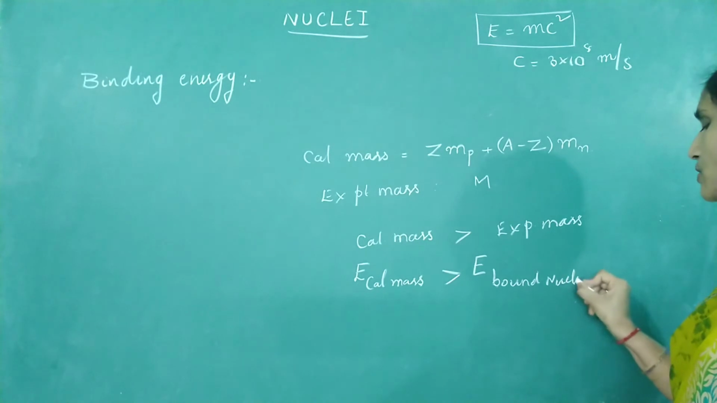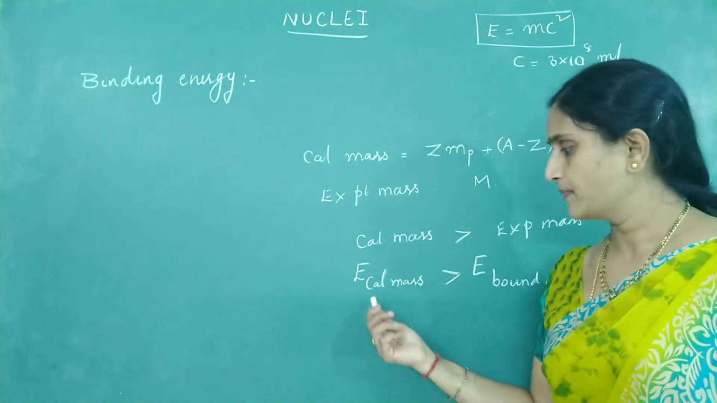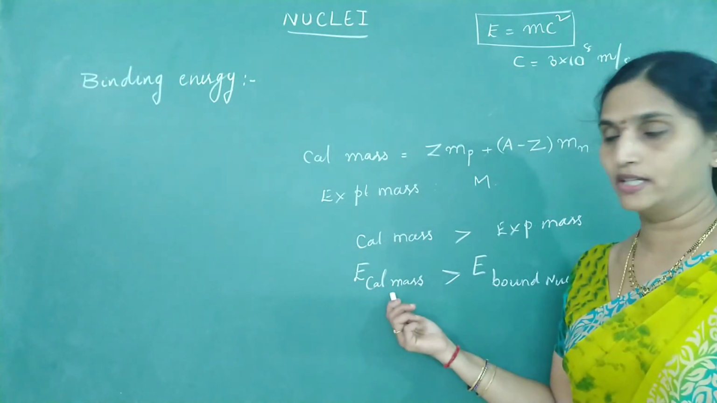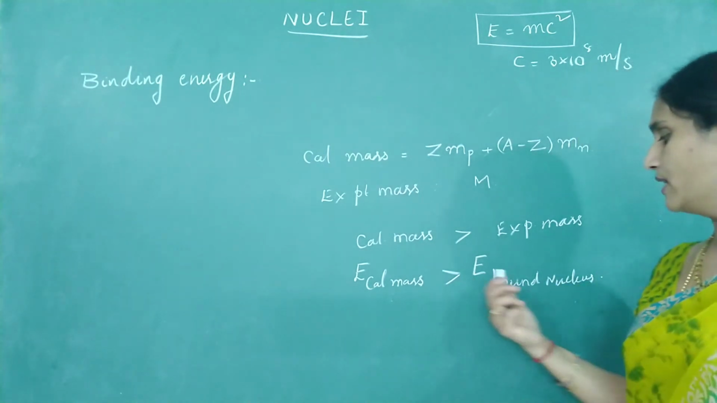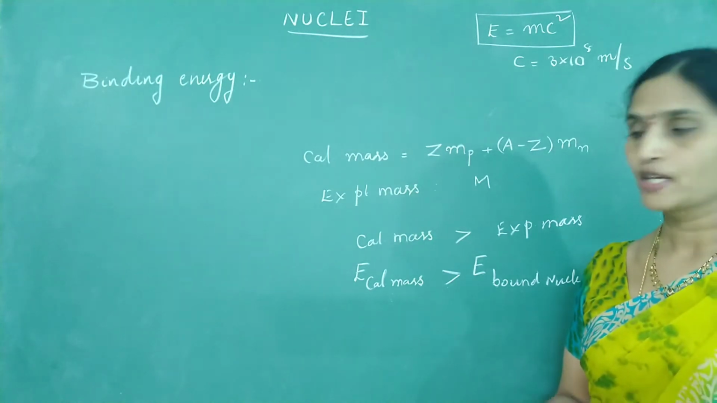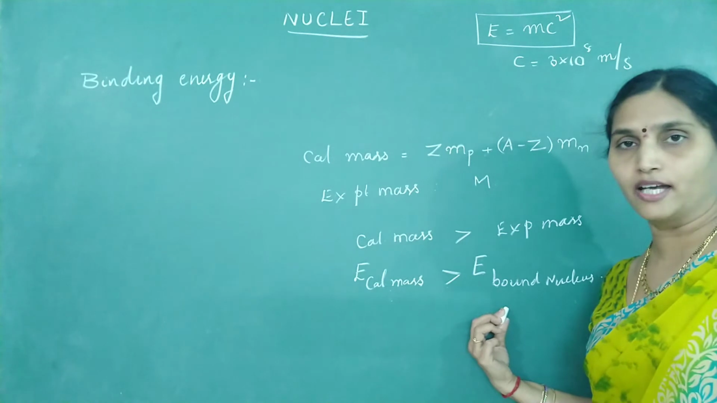Okay, if all the nucleons are together, we call it a bound nucleus. So the total energy associated with the individual nucleons inside the nucleus is greater when compared to the total energy associated with the bound nucleus. So what can we understand from this? There is a difference in these two energies.